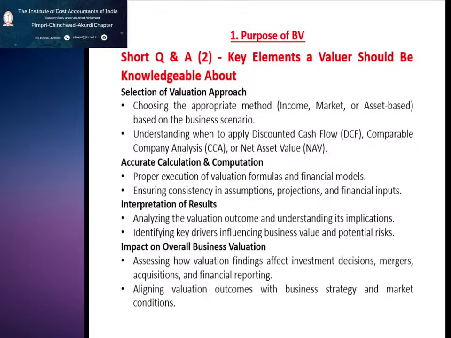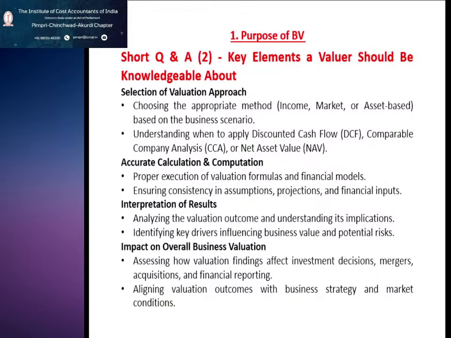So valuer should be doing the accurate calculation and computation. Proper execution of valuation formula and financial model is very essential, and valuer should be knowledgeable about it. Ensuring consistency in assumptions also. So accurate calculation and computation, proper execution of valuation formula and financial model should be adopted by the valuer. Then comes ensuring consistency in assumptions.